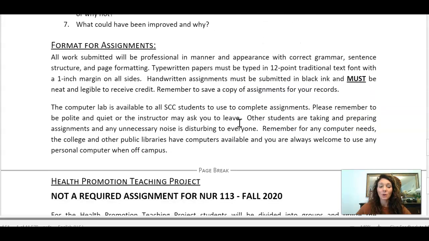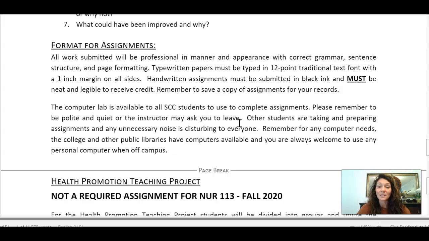All right, so for assignments, all work that is submitted needs to be professional in manner and appearance with correct grammar, sentence structure, and page formatting. You guys are getting ready to graduate, and this should not be a problem for anybody. Everything turned in should be professional in the way it appears and in the way it is written or typed up. Typewritten papers need to be in 12-point font, 1-inch margins. Go back to your APA format and refresh your mind on that from English 111 and 112.